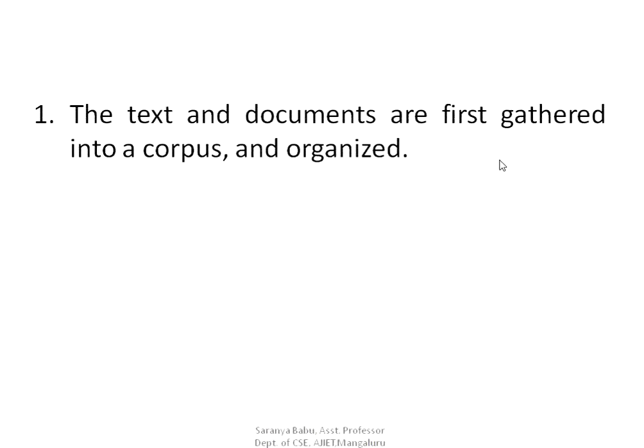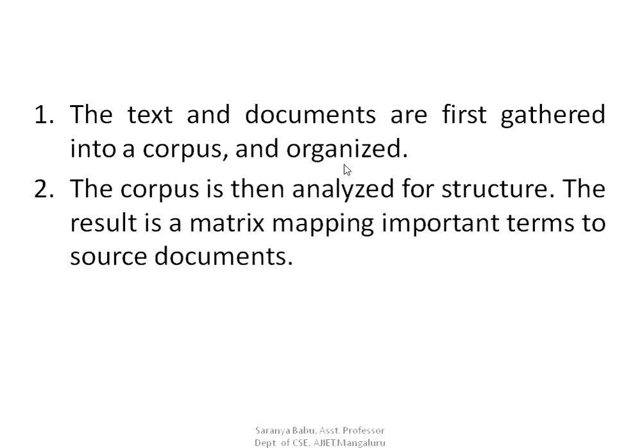Now, the first step, I'm just going to repeat it. The text and documents are first gathered into a corpus and then organized. You have to clean and analyze it. They are then analyzed for structure. The second step is structure. When you are structuring those data, the result is going to be a matrix. The result is a matrix mapping important terms to source documents. You are just copying the important terms into the term document matrix.